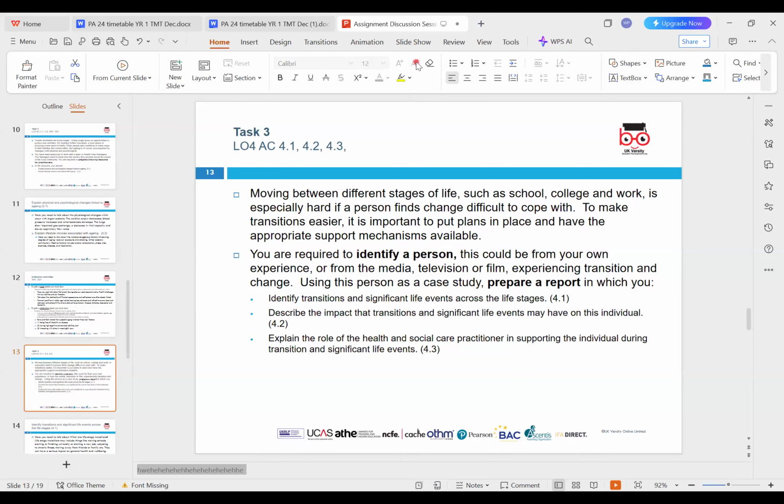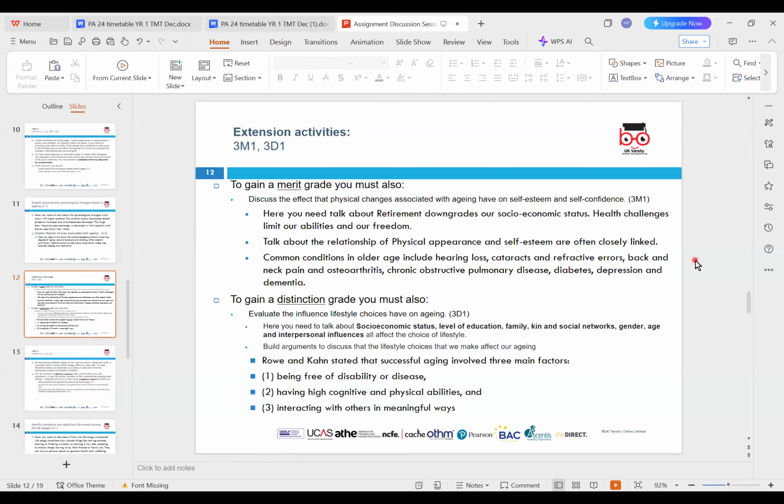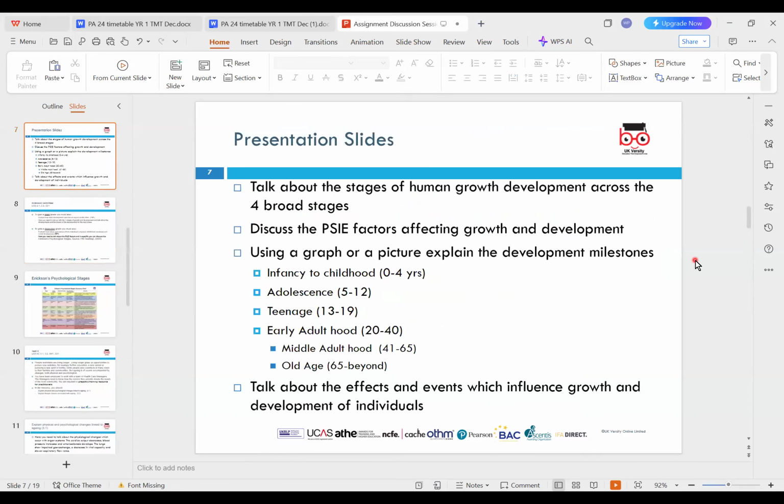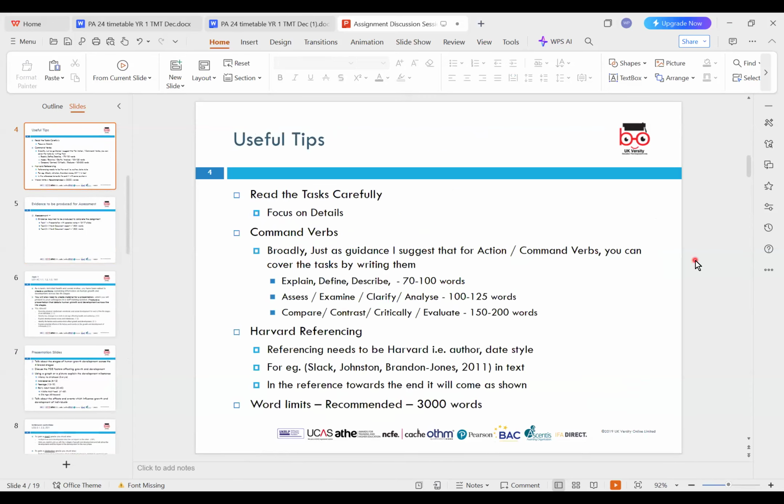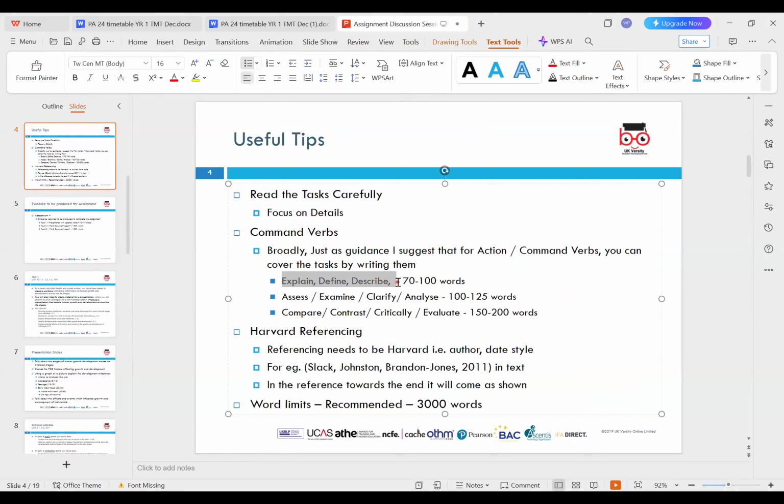Just make sure that you try and remain within the word count so that it is easy for us to assess you. Again, these are speaker notes. Focus on the command verbs. Does it say explain, describe, define? That is 70 to 100 words. Does it say assess, examine, clarify, analyze? 100 to 125 words. Does it say compare, contrast, critically, or evaluate? It is 150 to 200 words.